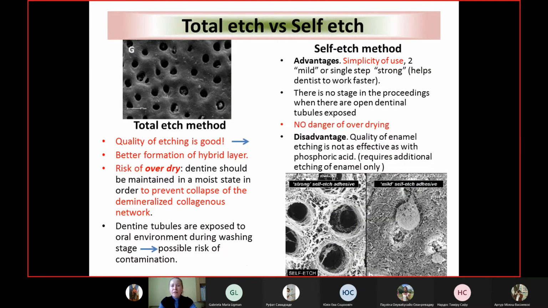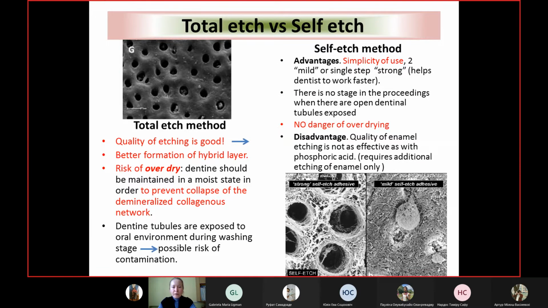Total etch technique versus self-etch technique. Here I put the microscopic diagrams from electron microscopy so that you can see the difference in etching. Of course, in the total etch technique, the smear layer is removed and open dentine tubules are available, and thus the resin composite adhesive system can easily flow into them, creating specialized tags, the so-called hybrid layer.